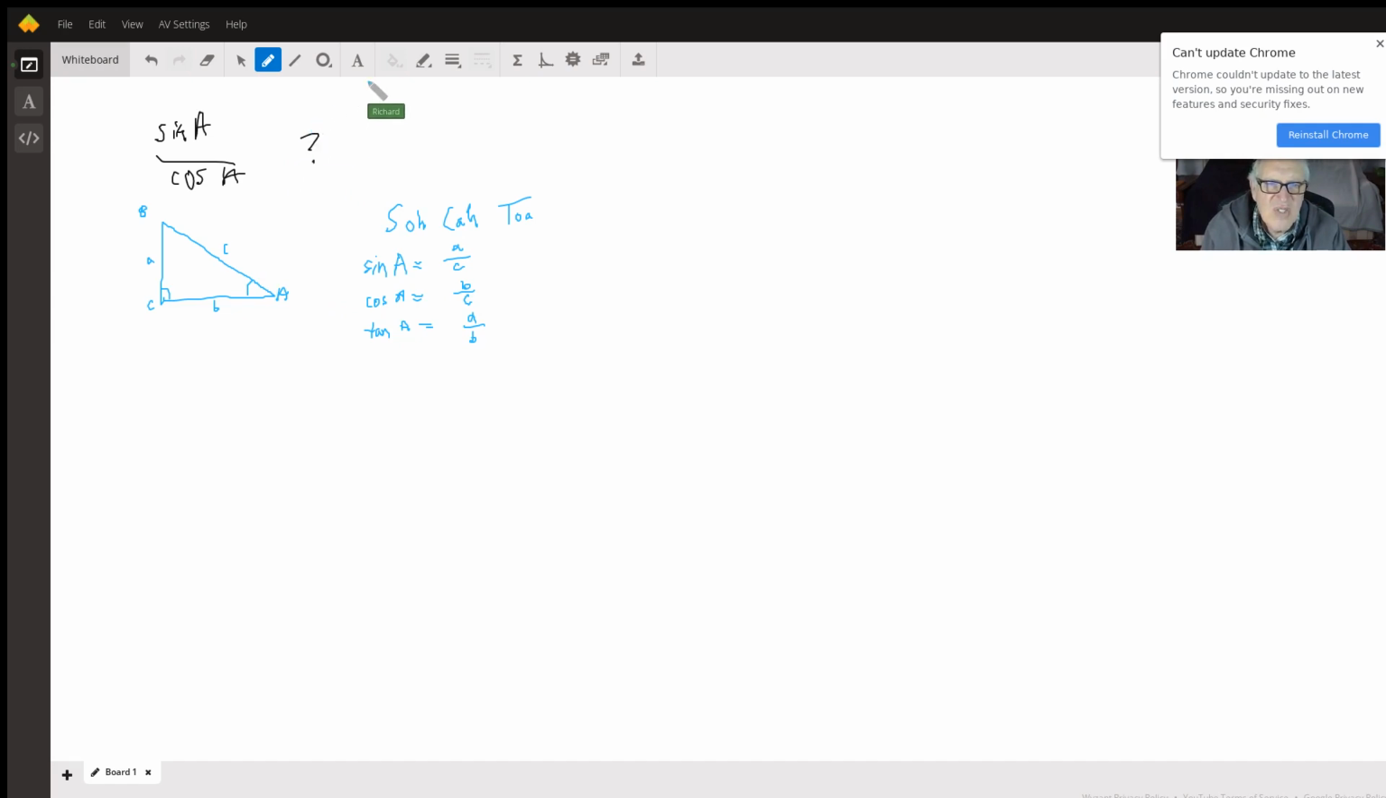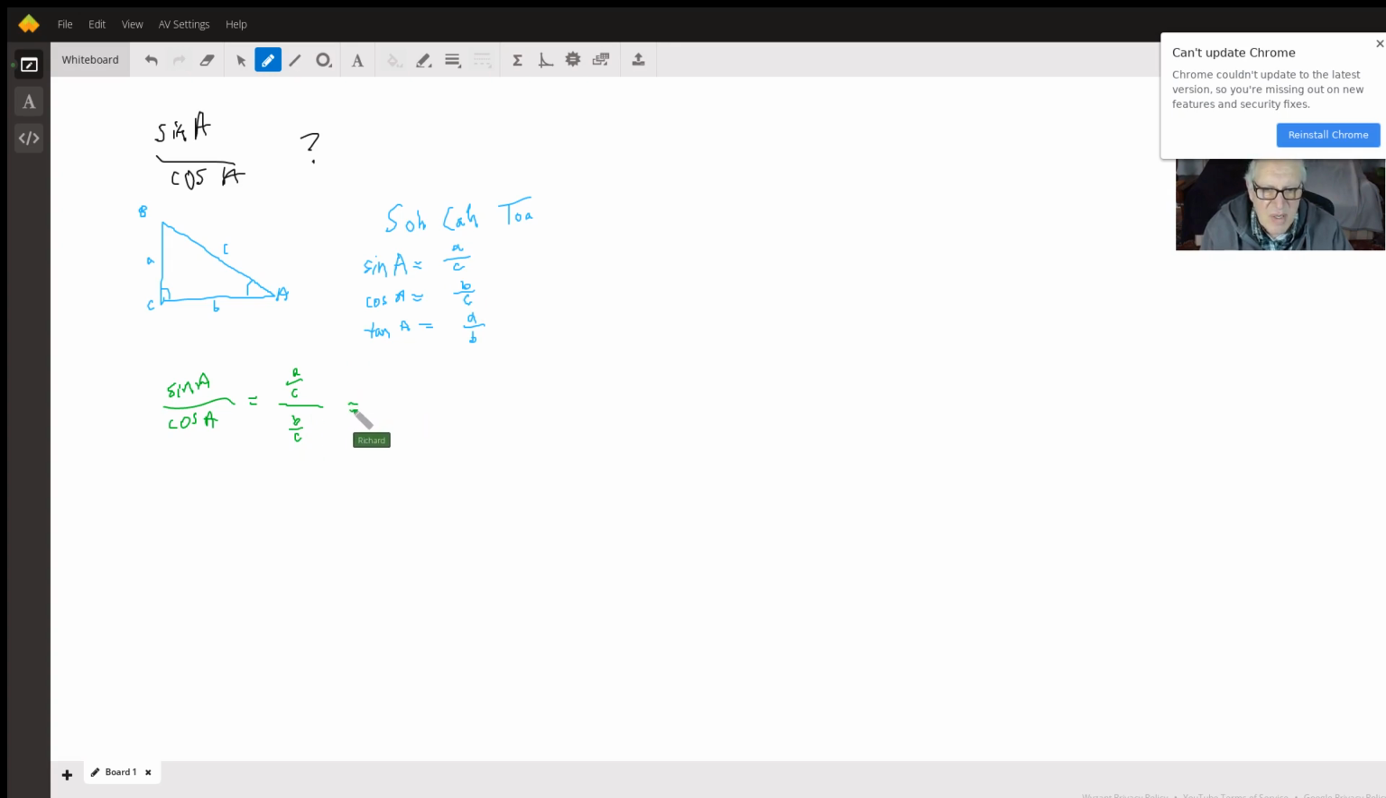I'll just change colors for the solution. We'll put that in green. So the sine of A over the cosine of A is just equal to a over c. And I'm just taking that from up here, divided by b over c.